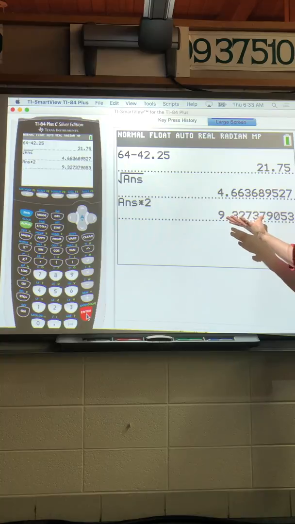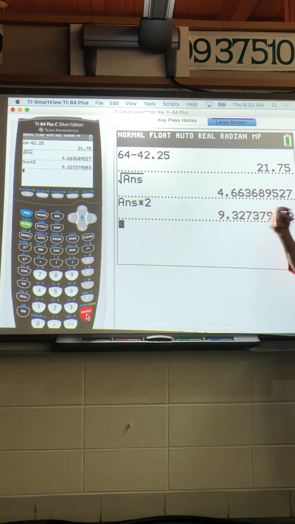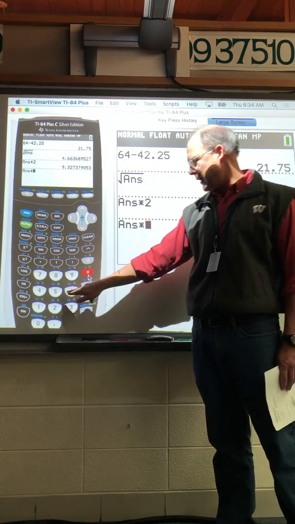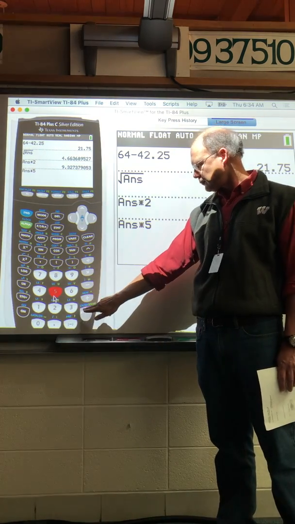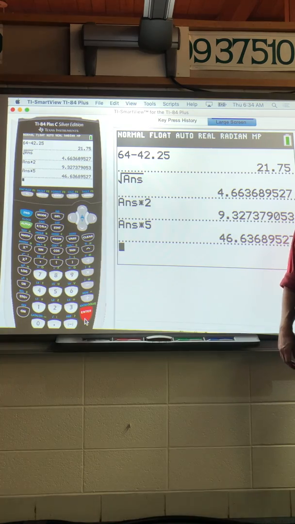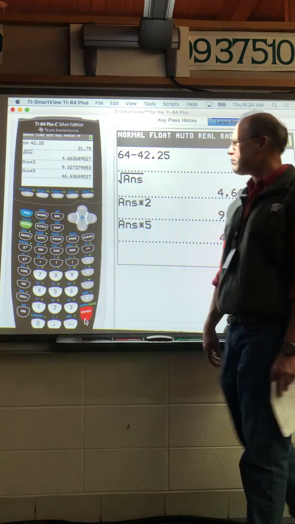Okay, so now I have a non-rounded answer there. So that's the length of one of the sides of the pentagon. And now what am I going to do with that number to find the perimeter? I'm going to multiply by 5, right? Because there's 5 sides. So not rounding, using the whole thing, times 5. Okay, so there's our perimeter, 46.6.